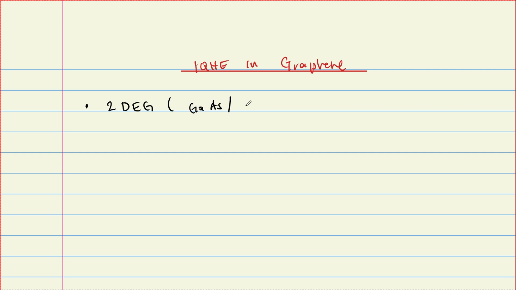So I want to start talking about integer quantum Hall effect, but in graphene. All previous stuff we considered for quantum Hall effect was done in the so-called 2D electron gas, which is a hybrid of gallium arsenide, aluminum gallium arsenide heterostructure.